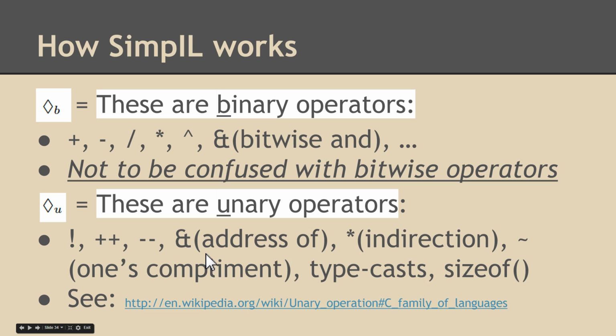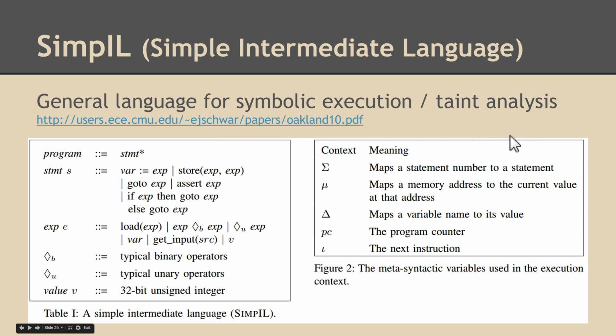So this also means address of, pointers, typecasts, use of sizeof, and stuff like that. For others, you might want to check out unary operators in the C family. And don't confuse binary operators with bitwise operations like XOR and stuff like that.